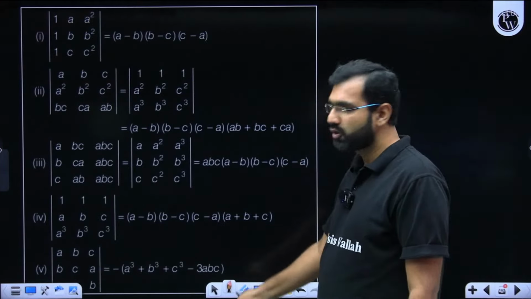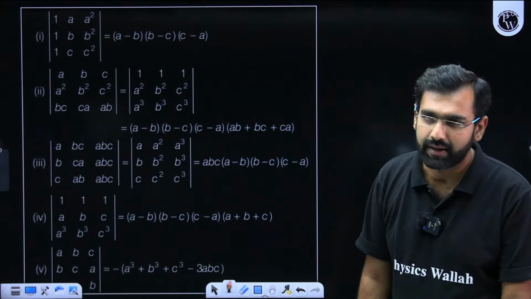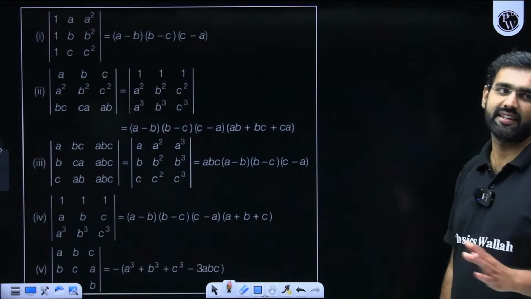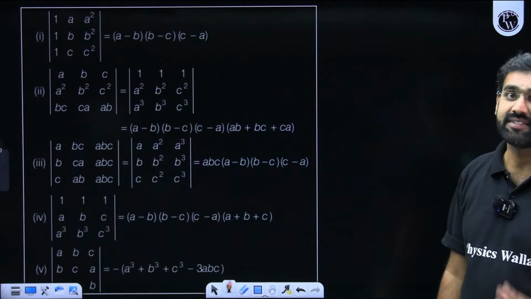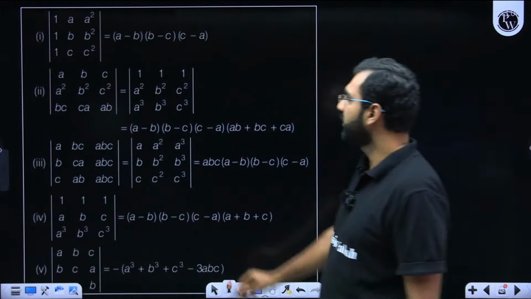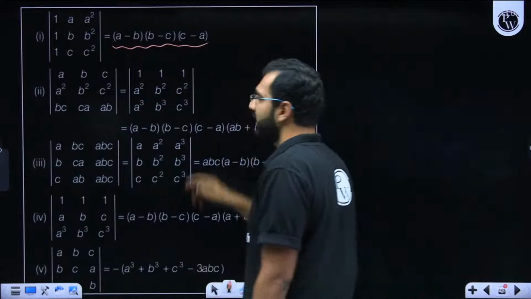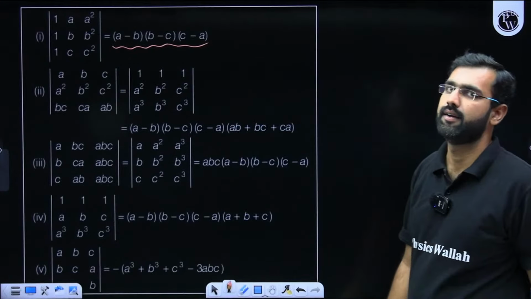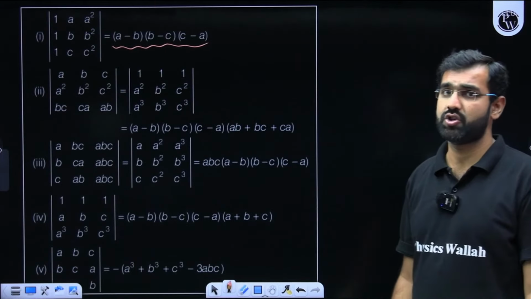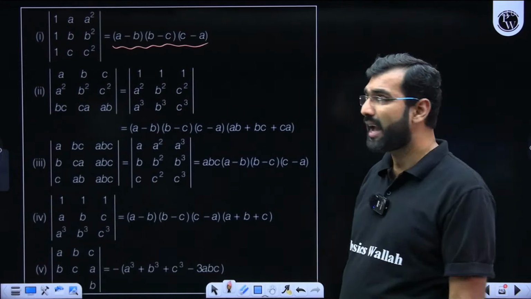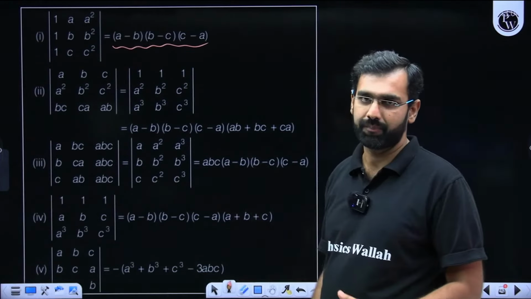Some standard expansions I'm showing you. If you can, take a screenshot and keep it saved with you, and revise and memorize this particular slide. Whenever you see 1, a square, 1, b square, 1, c square, don't hesitate in replacing it by a minus b, b minus c, c minus a. Directly do that in the examination hall. Don't waste time in expanding or finding this solution.